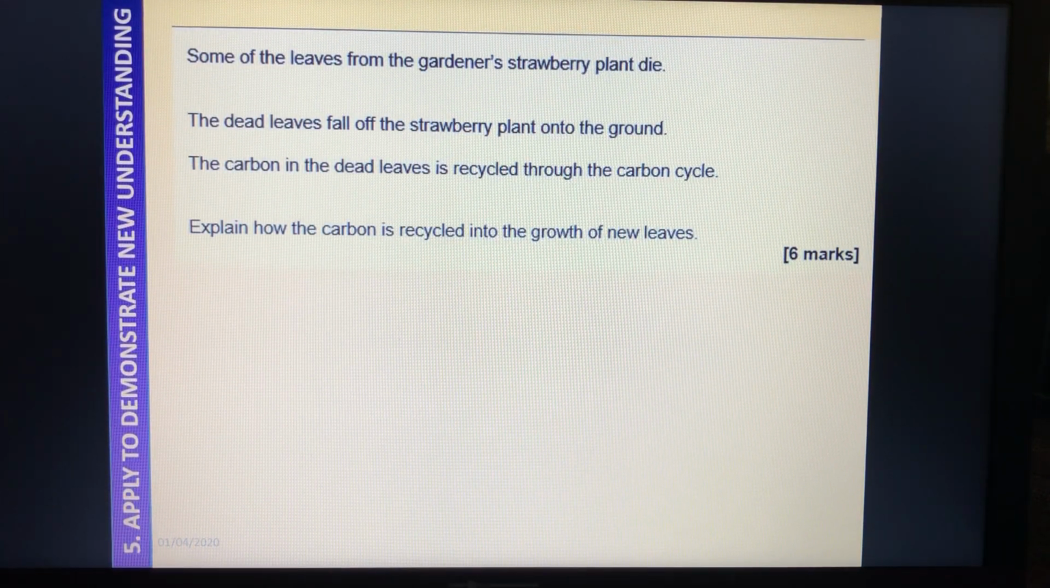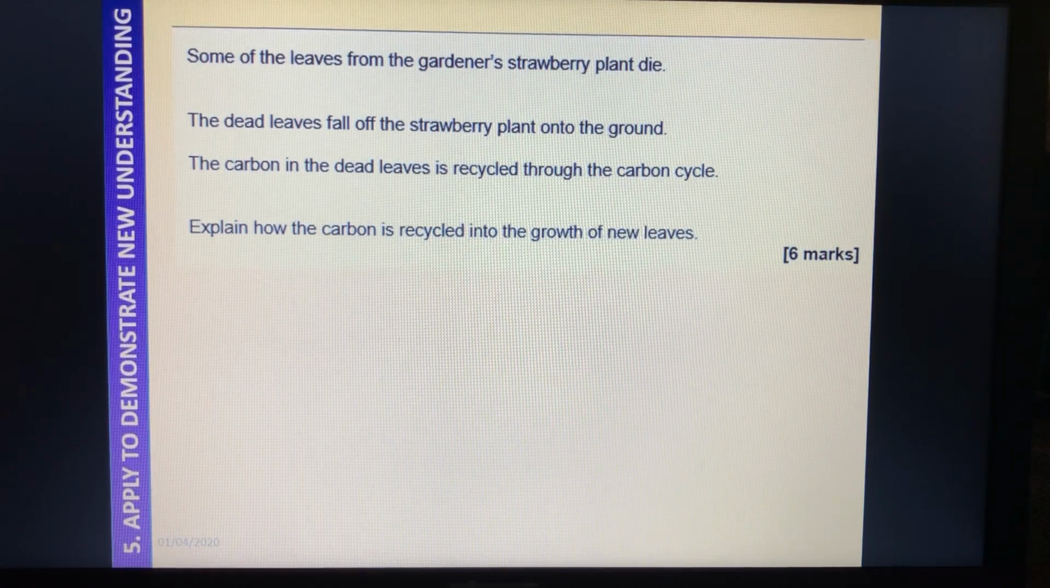Okay, tricky 6 marker. We're nearly at the end. Okay, some of the leaves from a gardener's strawberry plant die. The dead leaves fall off the strawberry plant onto the ground. The carbon in the dead leaves is recycled through the carbon cycle. This is the important bit. Explain how the carbon is recycled into the growth of new leaves. So basically, how has the carbon gone from a dead leaf to a new leaf in the plant?